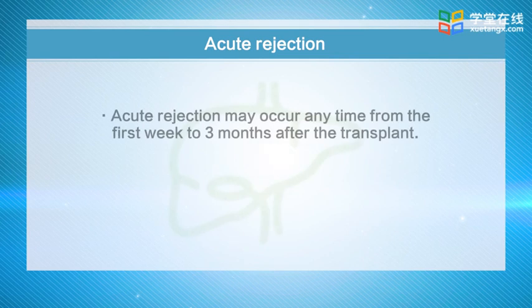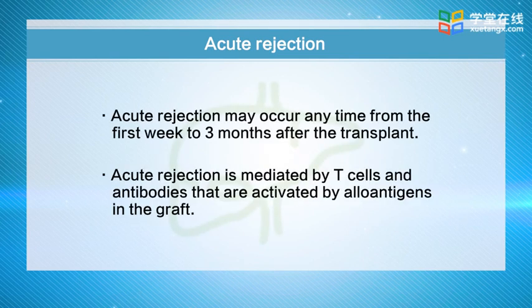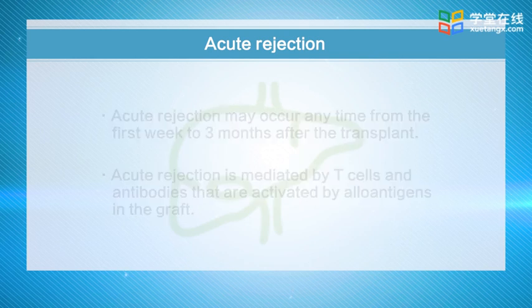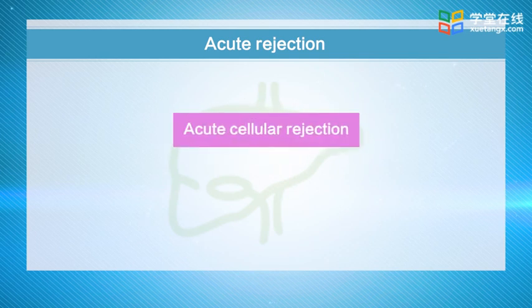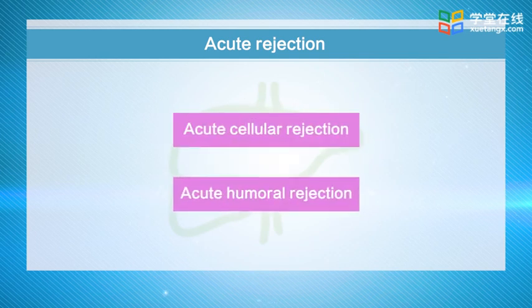Acute rejection is mediated by T cells and antibodies that are activated by alloantigens in the graft. Depending on whether it is the T cells or antibodies, acute rejection is further classified as acute cellular rejection or acute humoral rejection.